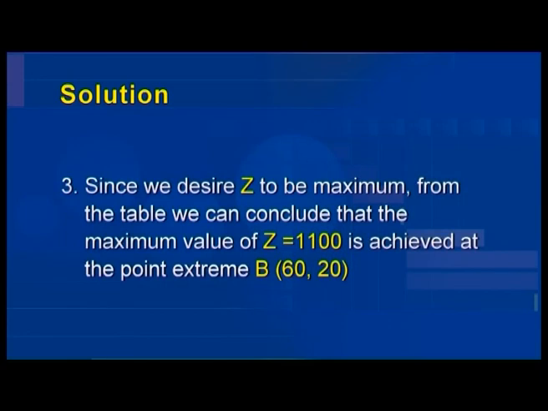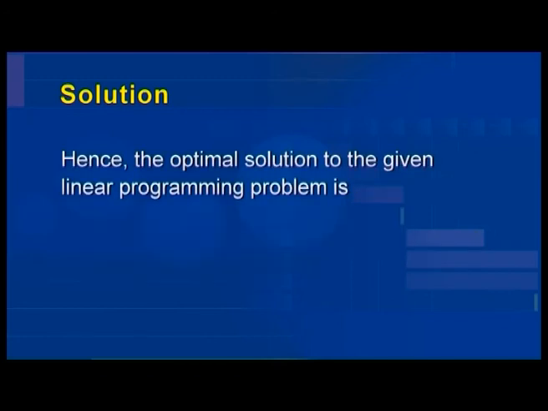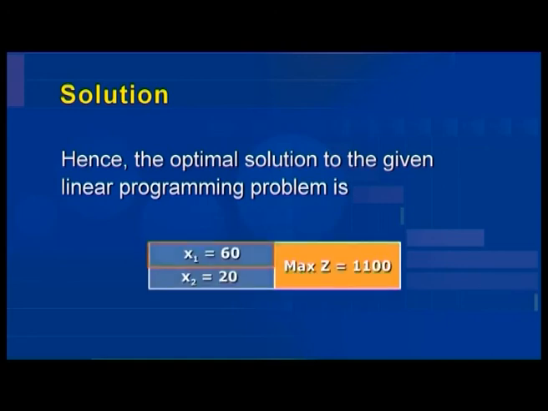Since we desire Z to be maximum, from the table we can conclude that the maximum value of Z equal to 1100 is achieved at the extreme point B, 60, 20. Hence, the optimal solution to the given linear programming problem is x1 equal to 60, x2 equal to 20, and maximum Z equal to 1100.